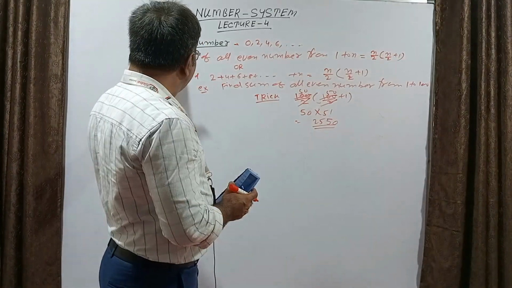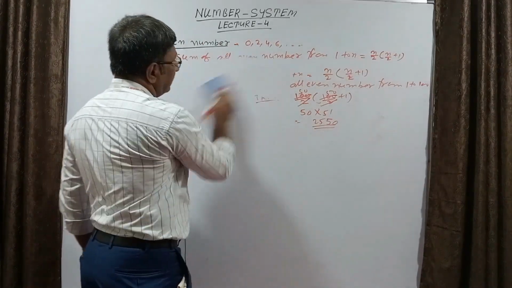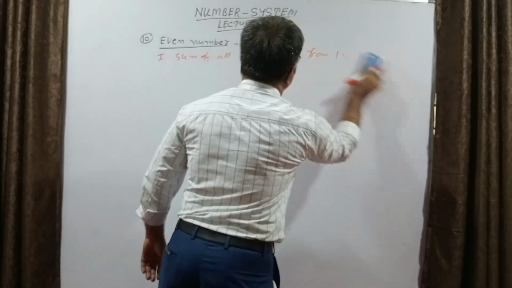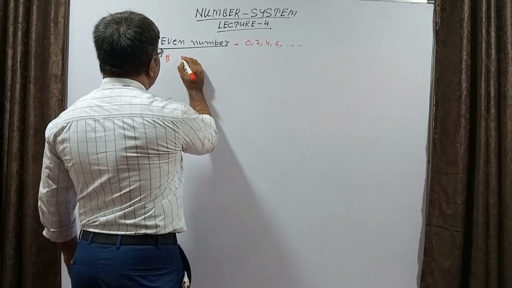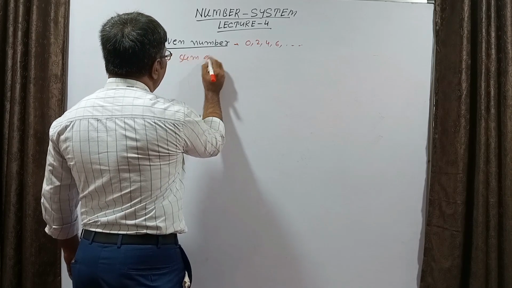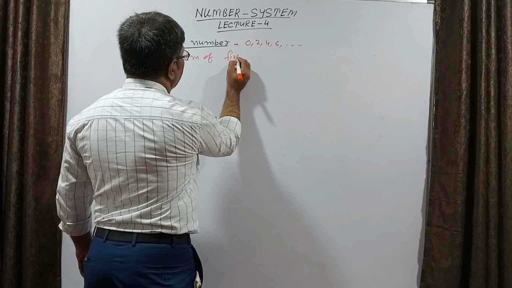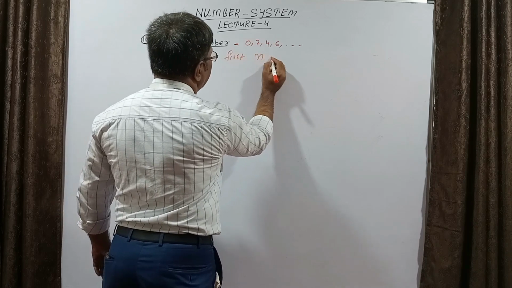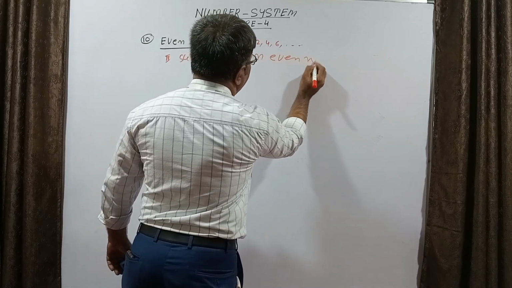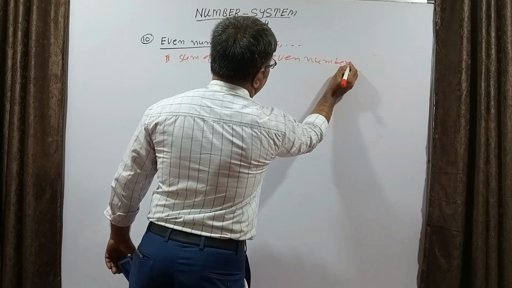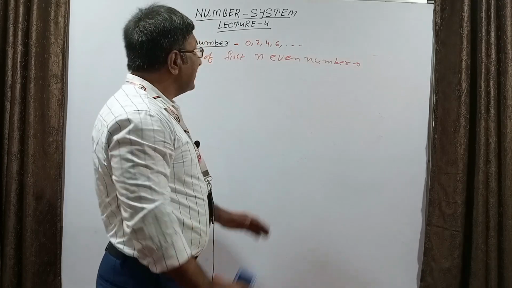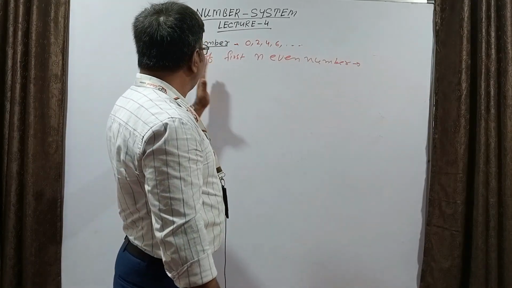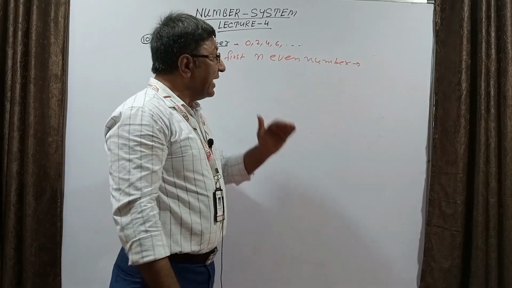Now I am explaining the next technique. So the next point is the sum of the first n even numbers. So this is the technique for even numbers. You find the sum of the first n even numbers.